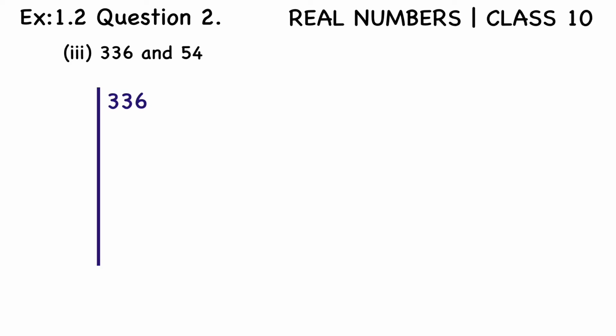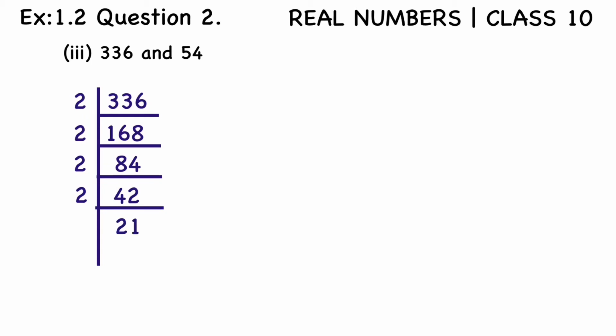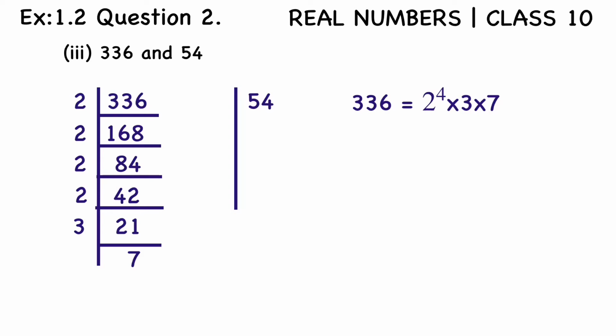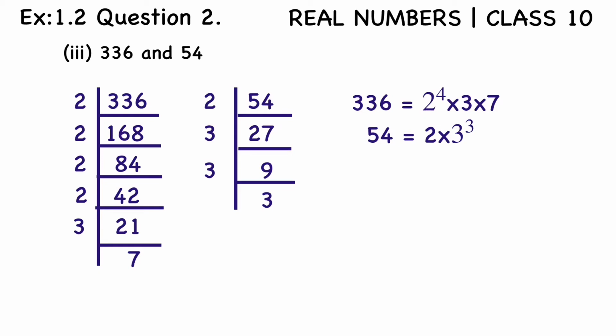336 and 54. 336 by 2 is 168. 168 by 2 is 84. 84 by 2 is 42. 42 by 2 is 21. Now you know 21 is 3 into 7. So we have 336 is equal to 2 raised to 4 into 3 into 7. Now go for 54. 54 by 2 is 27. 27 by 3 you know is 9. Now 3 into 3 is 9. So we have 54 is equal to 2 into 3 cube.